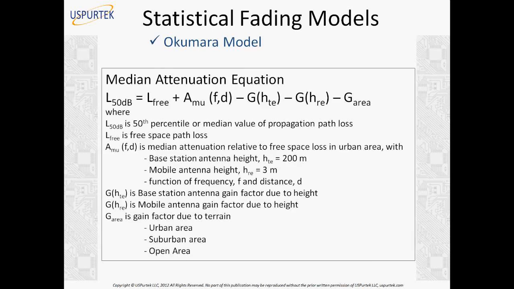Now this is the final equation that we come out with for the Okumura model. Again, you get the 50th percentile. You have a free space path loss L free, which you calculate from the free space path loss equation, and then you have other correction factors here. Median attenuation relative to free space loss in urban area, with base station height and mobile antenna height, as boundary conditions, is a function of frequency f and distance d. The G area is the correction factor due to terrain: urban area, suburban area, and open area. Now these boxes are just for reference. Whenever you really want to do some calculation, you just directly use this equation, look at what correction factors are there, input those values, and arrive at your L50 dB.